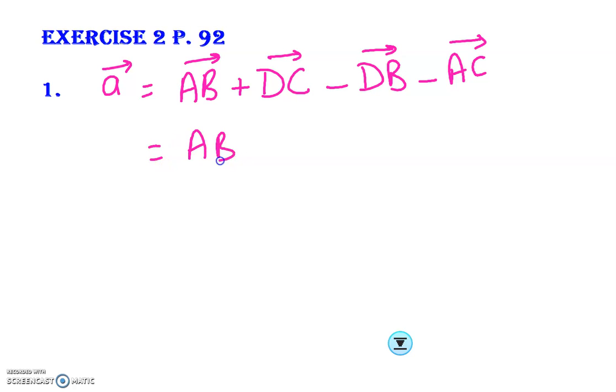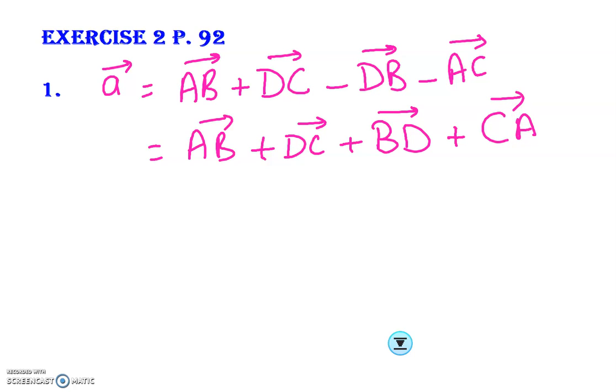So here we have AB plus DC plus minus DB is equal to plus BD, and also minus AC is plus CA. Now, how can we simplify? First, we should look at the vectors where the ending point of the first is the starting point of the second. So let's see. Here we have, for example, AB and BD. The ending point here is the starting point here. So the answer will be AD. So we can join these two vectors to get AD.